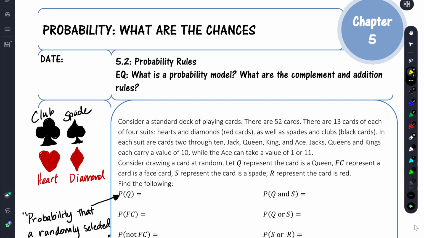Hello everybody, welcome to our next lesson, which is all about probability rules. The essential question for today is, what is a probability model and what are the complement and addition rules?